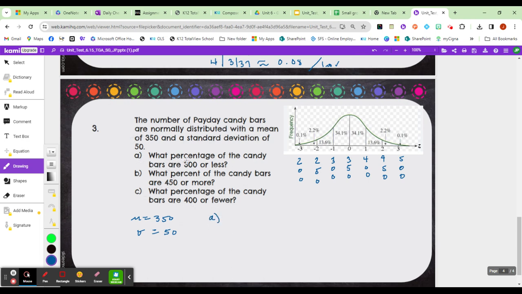So A says, what percentage of the candy bars are 300 or less? So that would be all of the percents to the left of 300. So I would add all those up. So that's 0.1 plus 2.2 plus 13.6. So that's 15.9%.